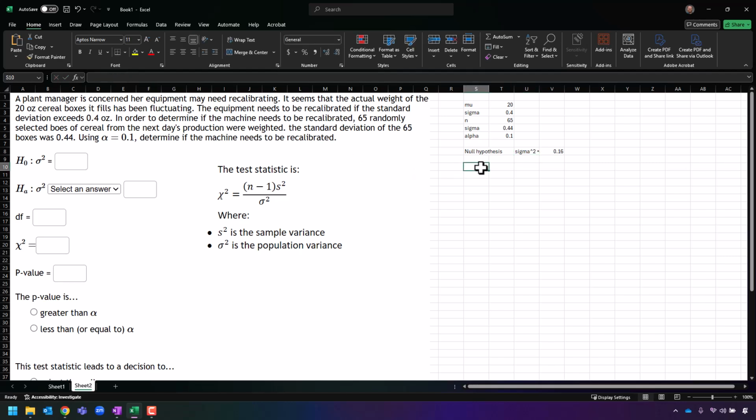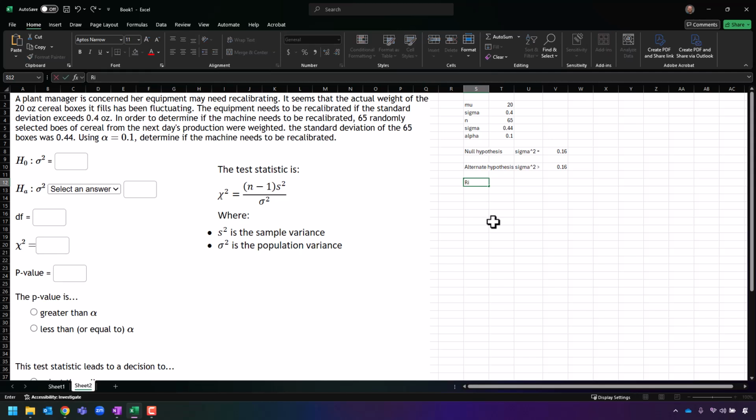The alternate hypothesis: we have sigma squared and, it says the machine needs to be recalibrated. Where was it in here? If it exceeds 0.4. So this is going to be greater than, and then again it's the 0.4 squared. So this tells us we have a right-tailed test. And that's important for our picture.